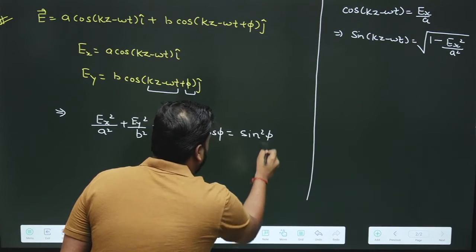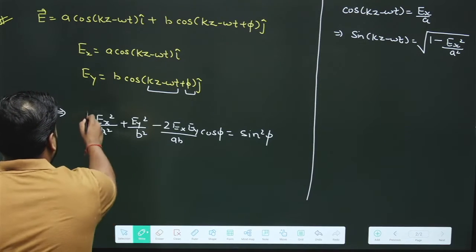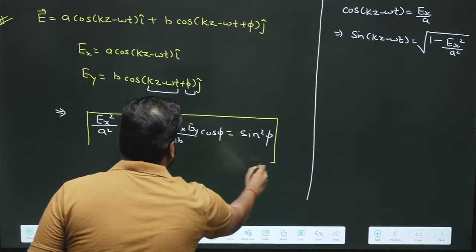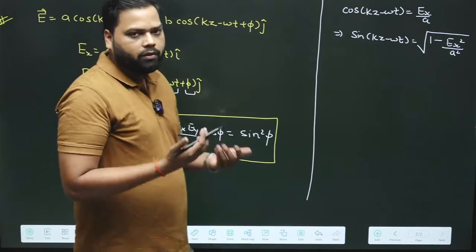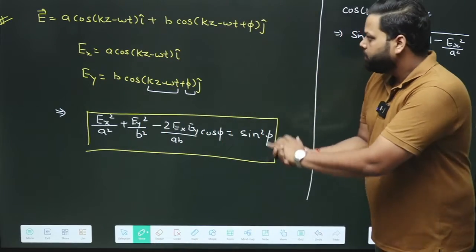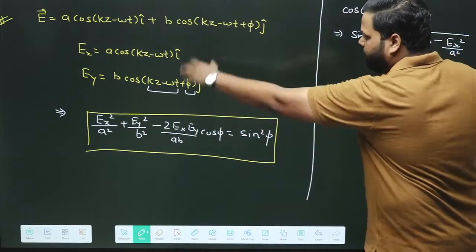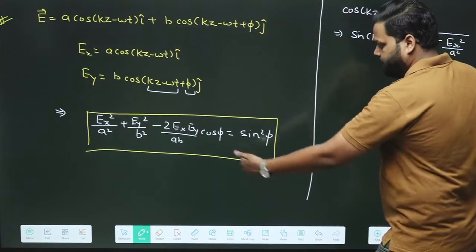This is the general equation, the master equation we have, and with the help of this equation we are going to find out the conditions on the phase difference and the amplitude for different polarized light. So in this video I have given you a complete description of this equation.